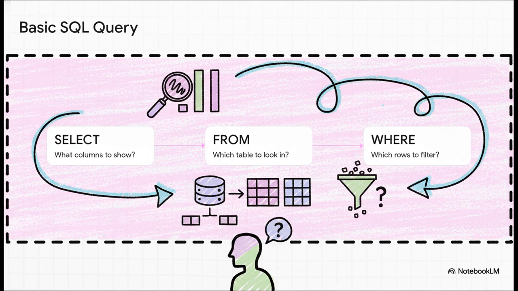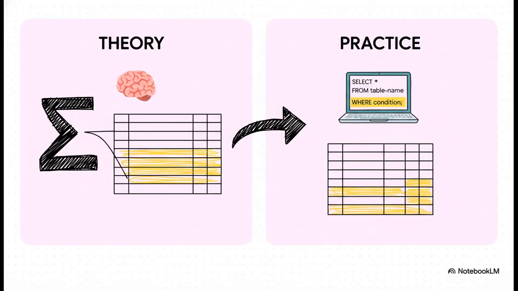So, a really basic SQL query has three main parts. First, select, which is where you list the columns you want to see. Second, from, which tells it which table to look in. And third, where, which filters for the specific rows you care about. Now, does that structure sound a little familiar to you? Let's make that first connection.